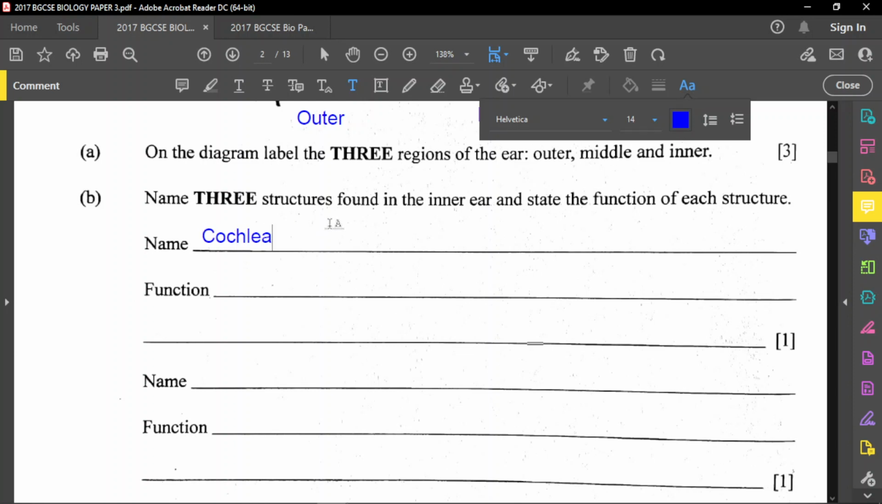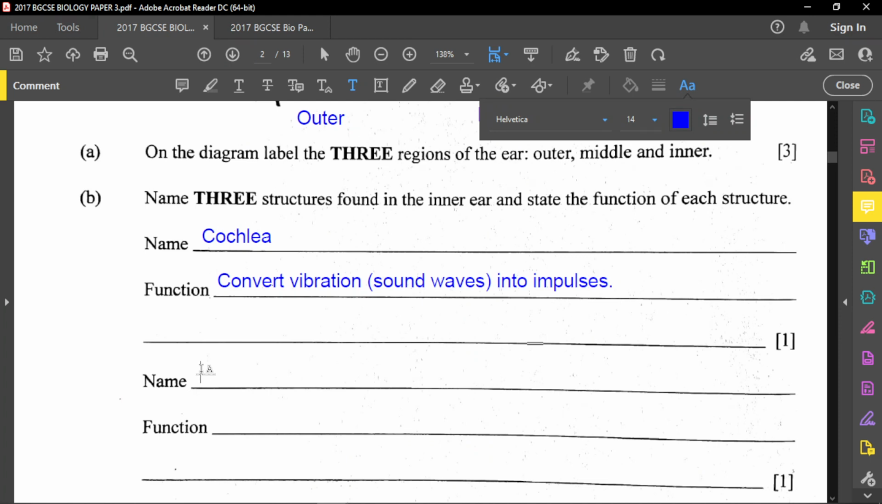The function of the cochlea is really to convert vibration, or you may want to say convert sound waves, convert vibration or sound waves into impulses. That's the point. That's the function of the cochlea. All right, so that's the function of the cochlea right there.